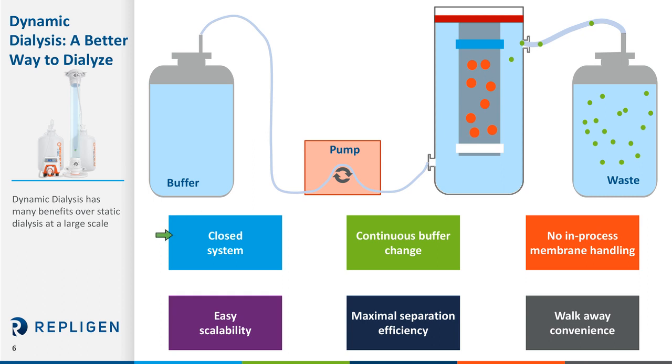There are many benefits to this, especially at the large GMP scale. First of all, it's a closed system. Secondly, you have that continuous buffer change. There's no need to manually change the buffer. There's also no in-process membrane handling. You're not putting your sample at risk.